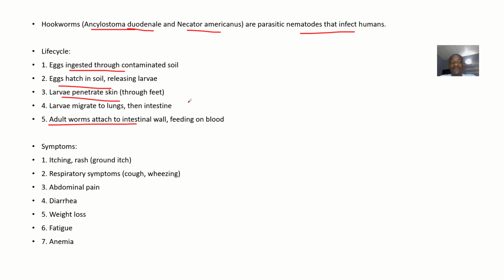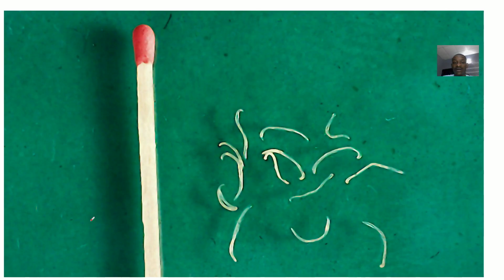Okay. So for symptoms, they'll be causing itching and rash on the skin. They'll be causing some respiratory system problems, like the person will be coughing and wheezing. There'll be some abdominal pain. There'll be diarrhea, that's passing of watery stools. There'll be weight loss, there'll be fatigue, there'll be anemia. All of these are present and all of these are common.